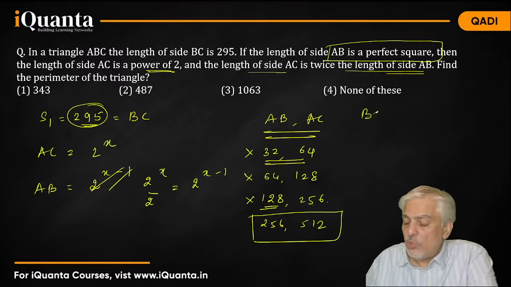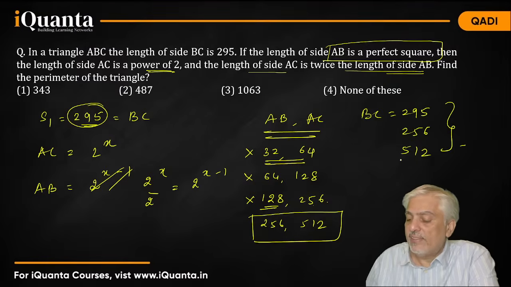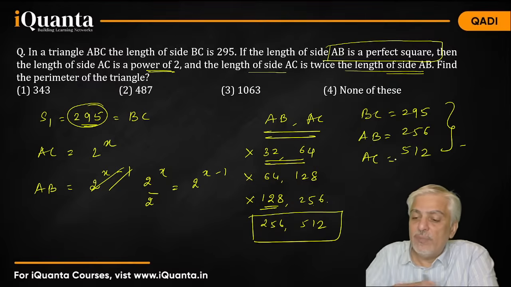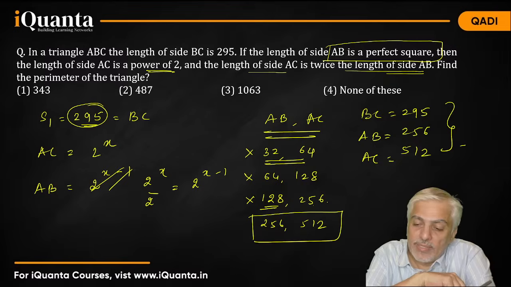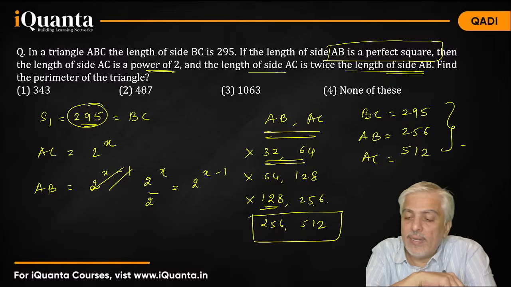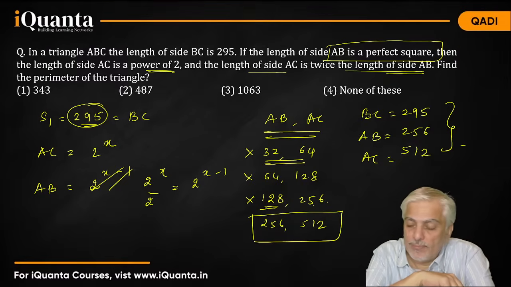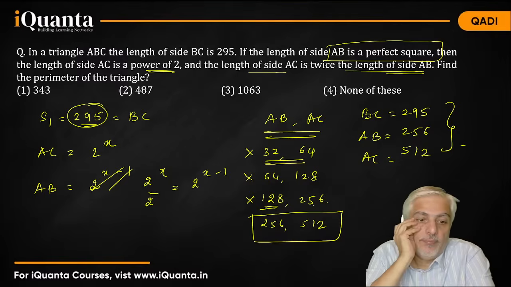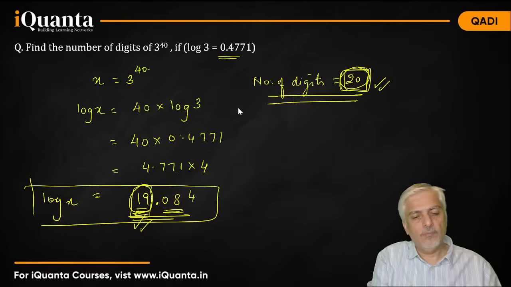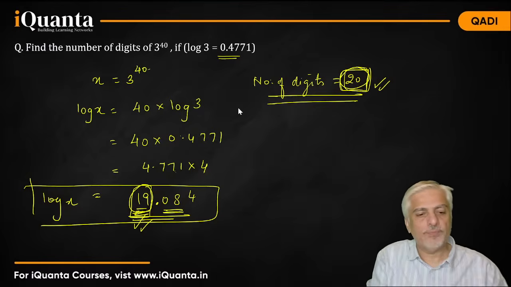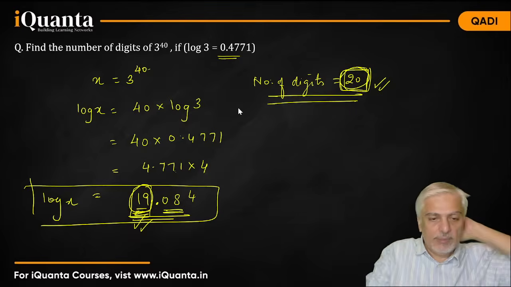So BC is 295, one is 256 and the third is 512. These are the three sides. This is AB and this is AC. Everybody clear with this? Yeah, let's continue.